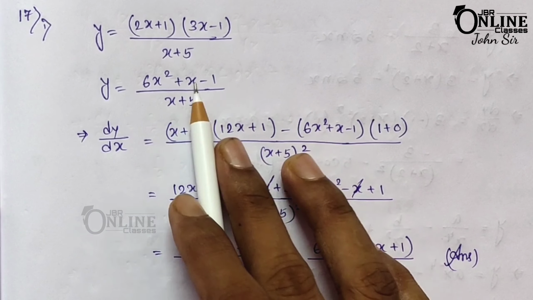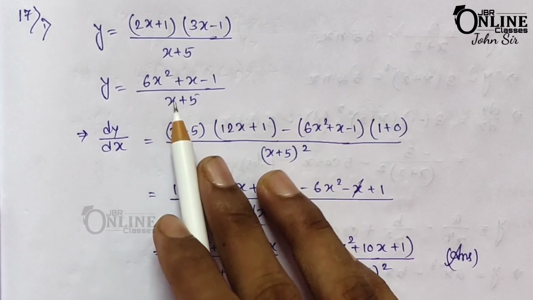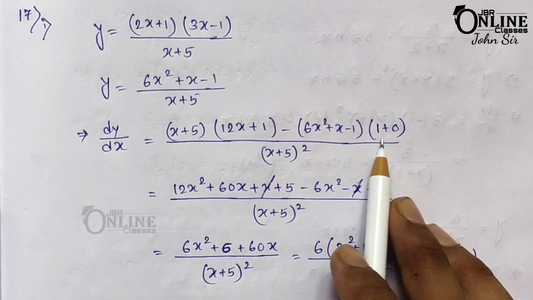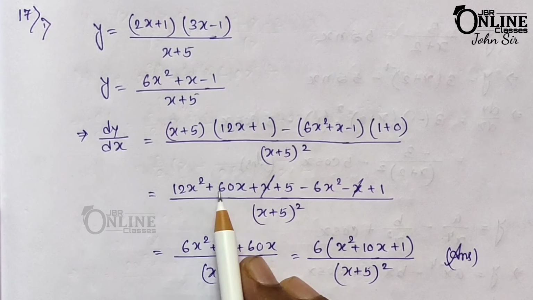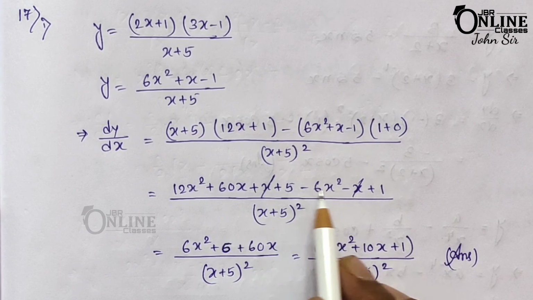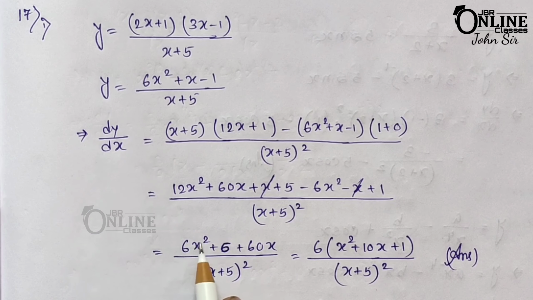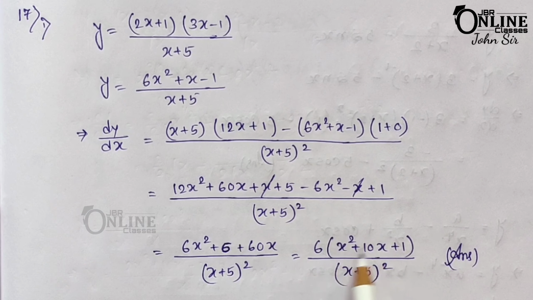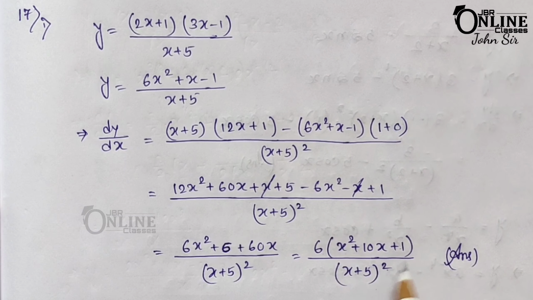So now minus the first one, 6x square plus x minus 1, and the derivative of the lower one. Here the derivative of x equals 1 and the derivative of 5 equals 0, or you can directly write down only 1 here. Now multiply these two, so we get 12x square plus 60x plus x plus 5, and then multiply with 1, so it will be minus 6x square minus x plus 1. Then x cancels out, and it will be 6x square, 5 plus 1 is 6, and here 60x. If 6 is common, 6x square plus 10x plus 1 by x plus 5 whole square is your answer.